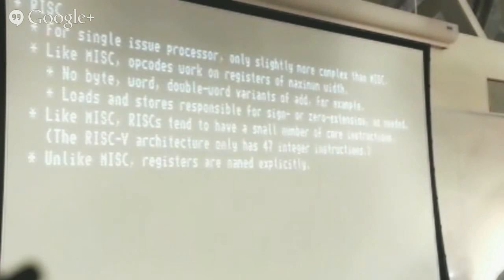So now we're going to look at reduced instruction set computers. For a single issue processor, by which I mean every clock cycle you consume one instruction and you retire one instruction, it's actually not that much more complicated than MISC, at least in terms of Verilog source file size. I actually got to look at a couple of RISC implementations on GitHub and on OpenCores, and it seems like you can get the Verilog sources down to around 800 or so, maybe even down to about 600 lines of code.